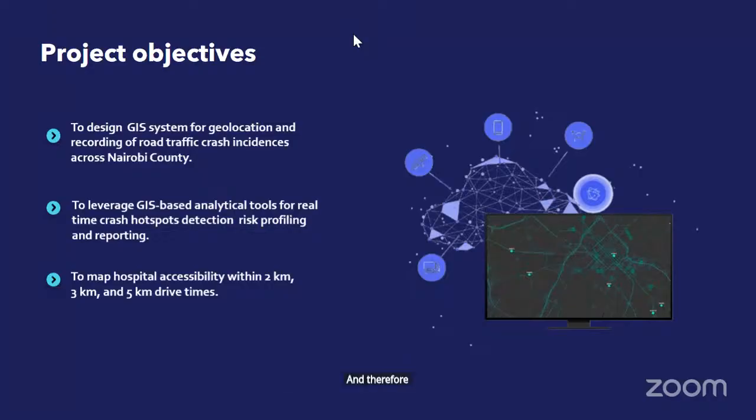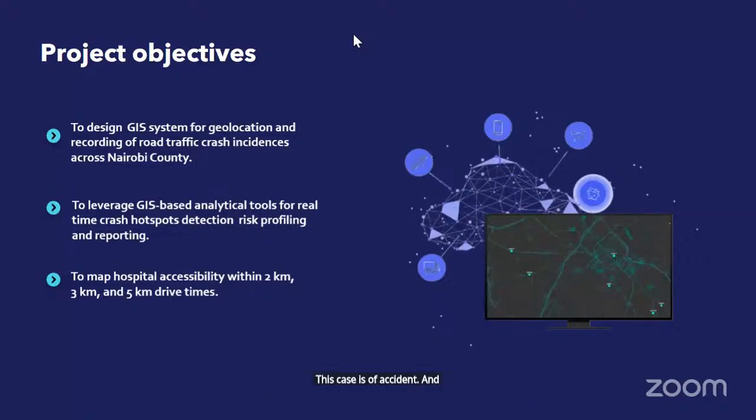And therefore, I'm going to leverage the GIS-based analytical tools for traffic hotspots detection, and also risk profiling, so that I'm able to profile which modes and which time of the day these accidents are occurring, and which transects, which roads are vulnerable to these cases of accidents.